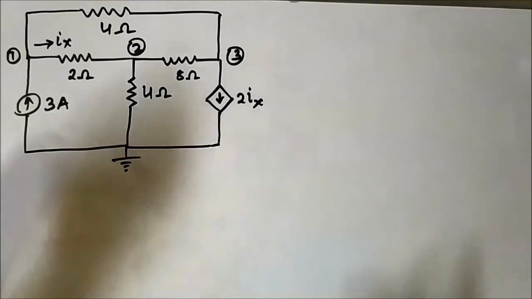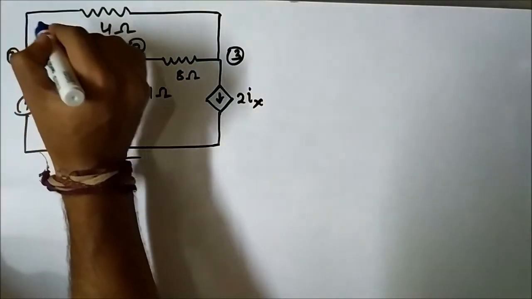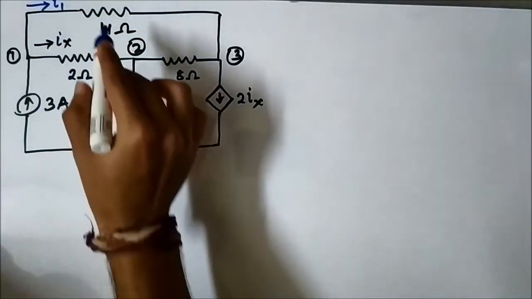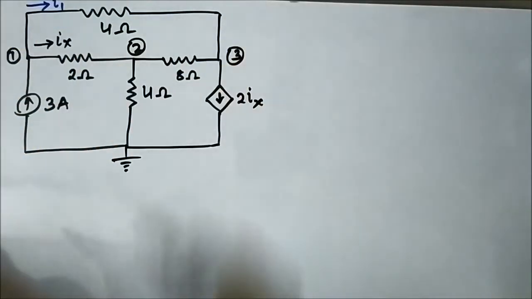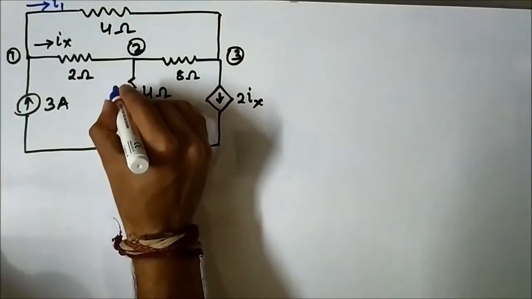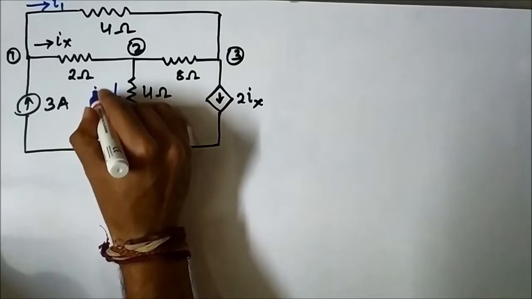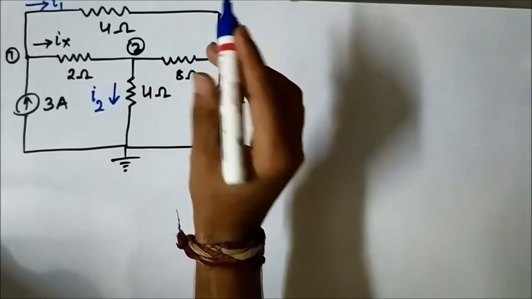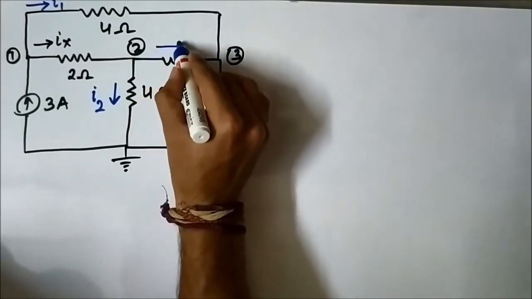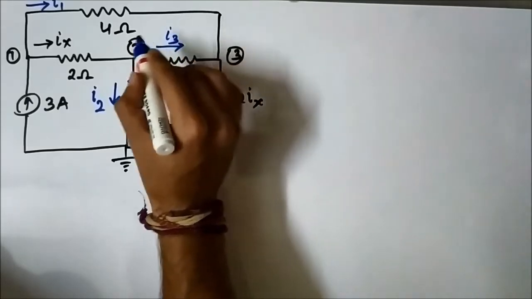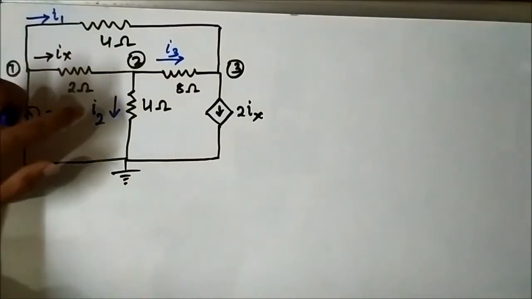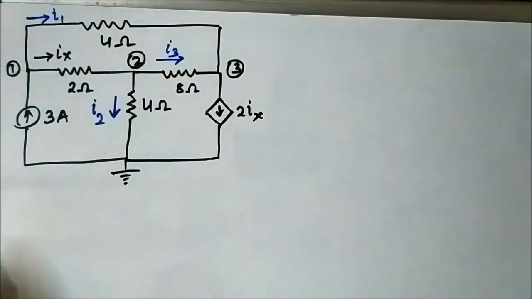Here I am calling this current I1, flowing through the 4 ohm resistor, flowing from node 1 to node 3. And I am calling this current flowing downwards from node 2 as I2, flowing through 4 ohm, and I am calling this current as I3. We can assign current notations and directions arbitrarily as per our choice. I1, I2, I3 we have assigned, rest are all given in the question.